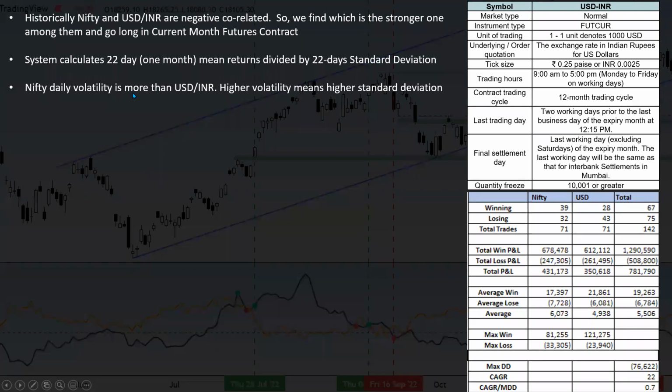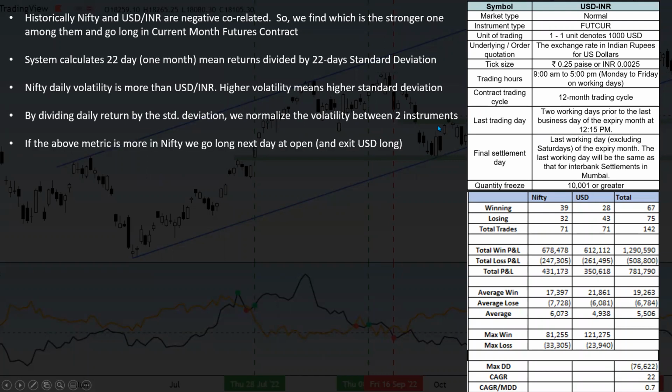Nifty daily volatility is more than USD INR, right? Currency doesn't move this much, but Nifty can make good moves. Higher volatility means higher standard deviation. By dividing the daily return by the standard deviation, we normalize the volatility between two instruments. So we neutralized the volatility.